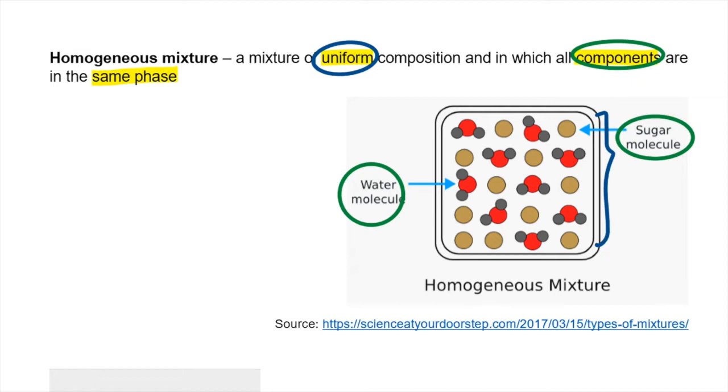Also, we can say that the components are in the same phase. The sugar is dissolved in solution and the water, of course, is a liquid, so we can't distinguish between the two substances. The sugar is no longer a solid. Our second example of a homogeneous mixture is air, and here I'm specifically referring to the air that we breathe in on a daily basis.